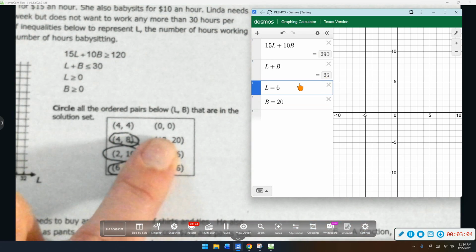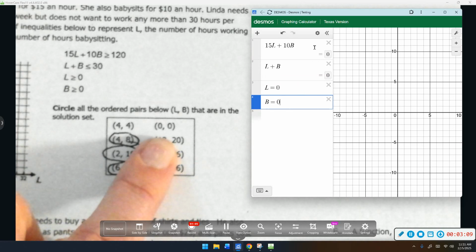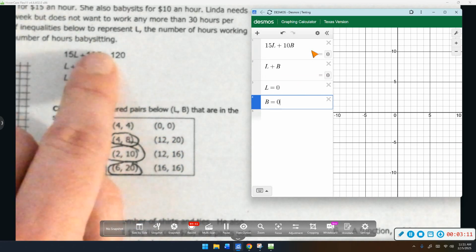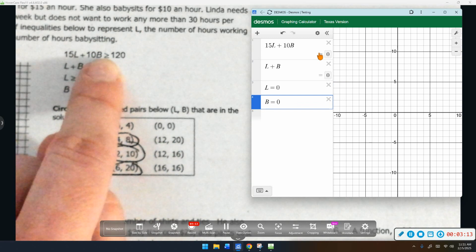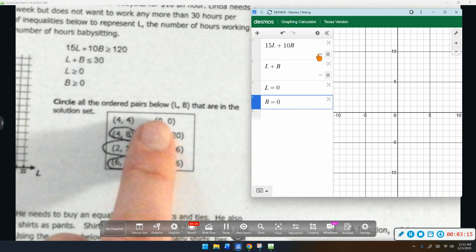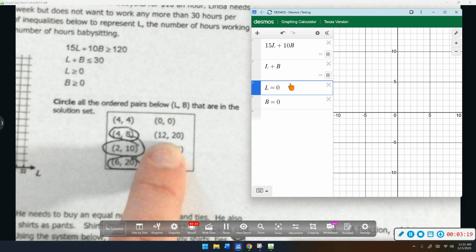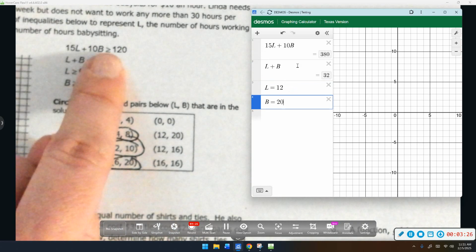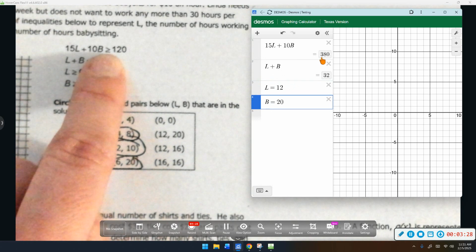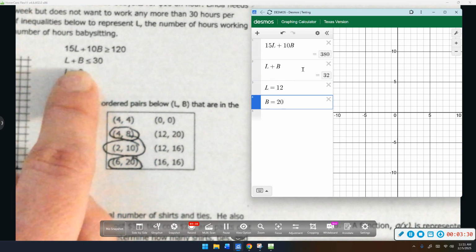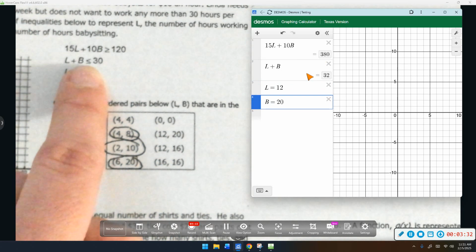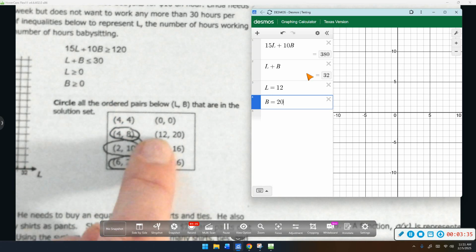Okay. Then I got 0, 0. No, 0 is not greater than or equal to 120. So I will not be circling 0, 0 because it does not work for that first one. Okay, but 12, 20. Let me try that one. All right, check the first one. Is that greater than or equal to 120? Yes. Is this one less than or equal to 30? No. Okay, so I will not be circling that one.